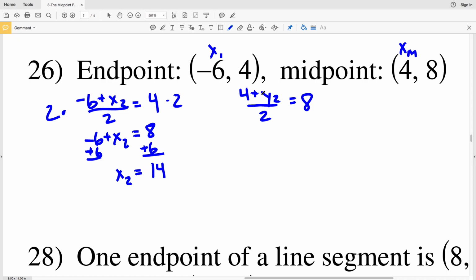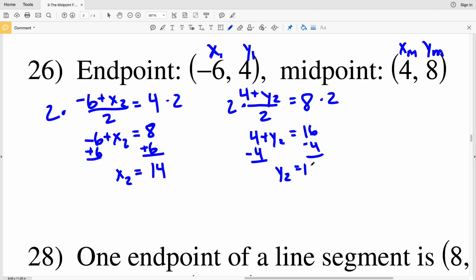Now I'll use 4, my y sub 1, plus y sub 2, all over 2, equals 8, which is my y sub m. Multiplying both sides by 2, I'll have 4 plus y sub 2 equals 8 times 2, which is 16. Subtracting 4 from both sides, I'll get that y sub 2 is equal to 12. So my x coordinate is a positive 14, my y coordinate is a positive 12, so my solution is (14, 12) in number 26.